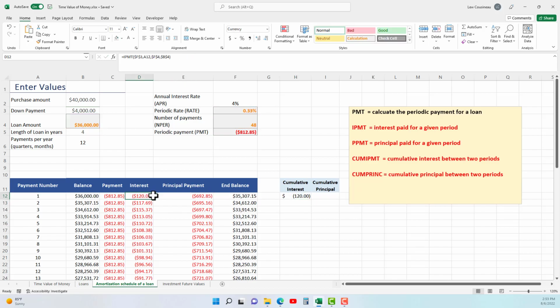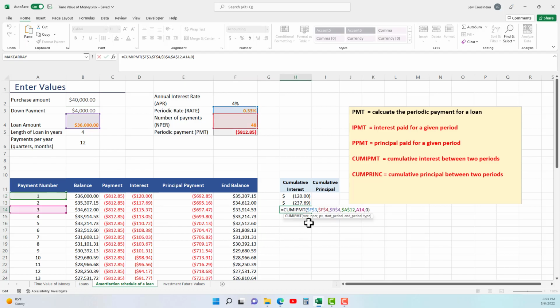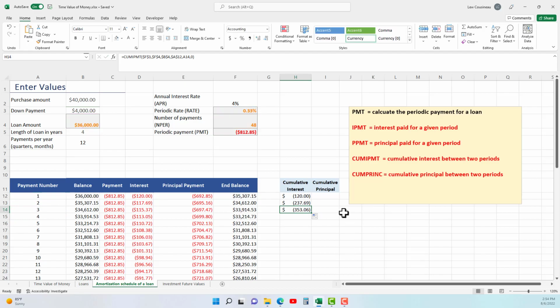And so we have the same number there as here, but watch this. As I drag it down, it basically added these 2. And as I drag it down again, it's going to add these 3. So basically, we're just creating a running total of our interest. And if you look at this formula, we have A12 that's fixed, absolute, and A14 is relative. So that will just keep moving down as we drag our formula.